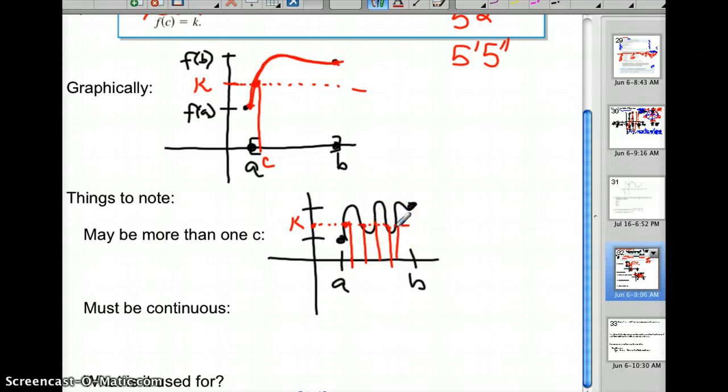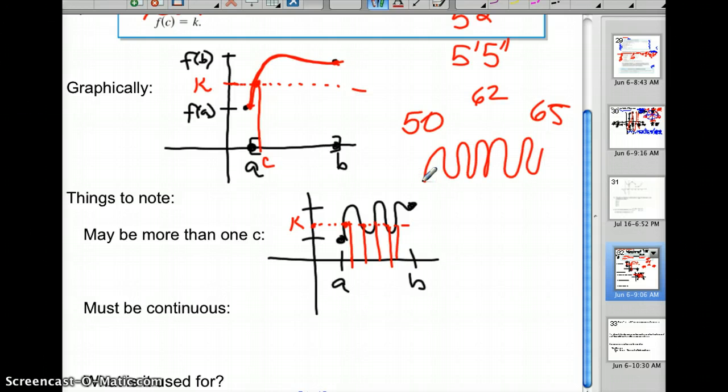It could be kind of like you're driving your car. And you could say, well, you started at 50 miles per hour and ended at 65. Well, that means at some point in there you were going 62. You might have done it a bunch, but at some point in there, you had to hit 62 miles per hour. Second thing that's important with this is that it has to be a continuous function.